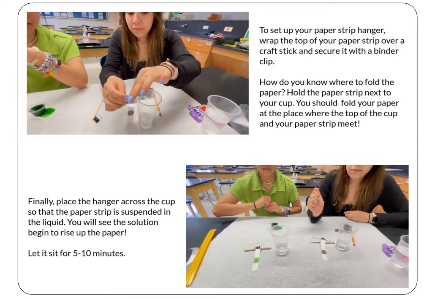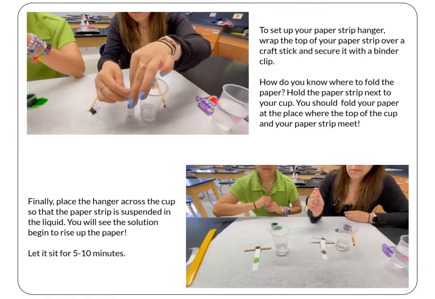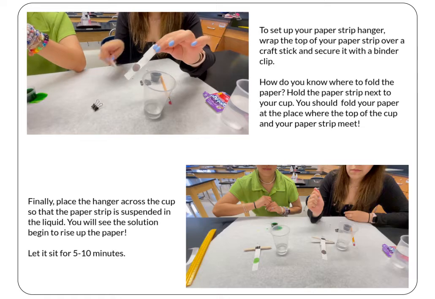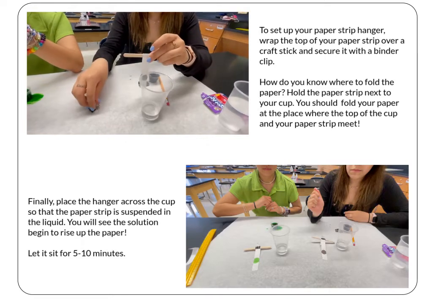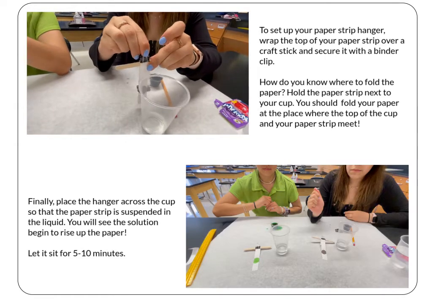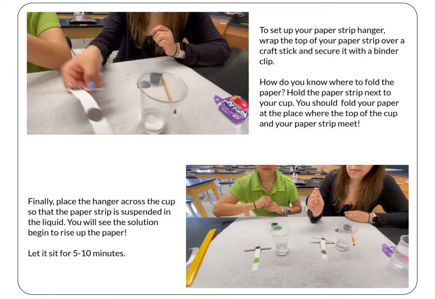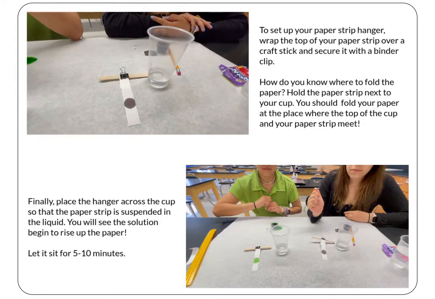How do you know where to fold the paper? Hold the paper strip next to your cup. You should fold your paper at the place where the top of the cup and your paper strip meet. Then fold your paper, put it on the craft stick, and secure it with the binder clip.